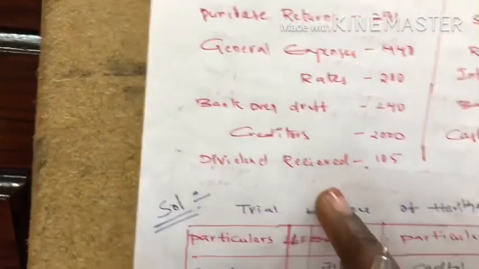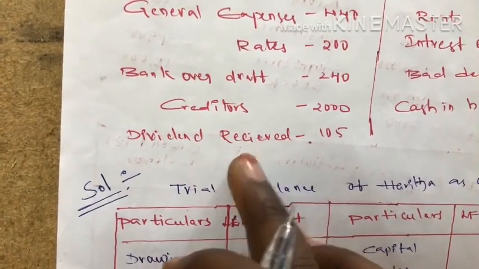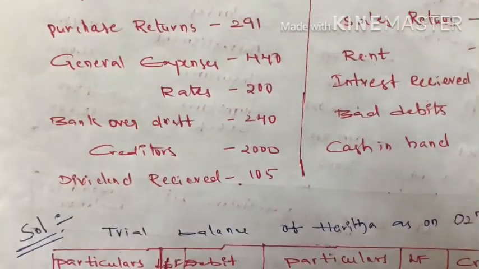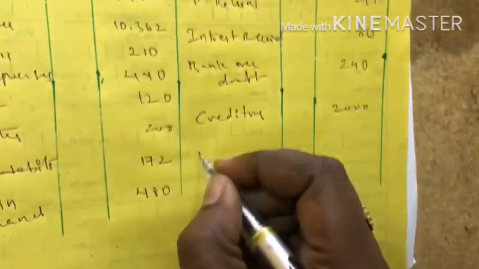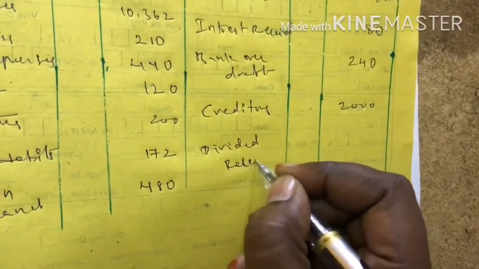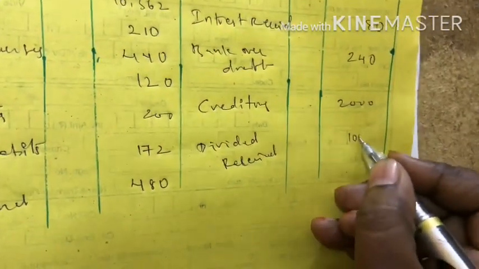Next, dividend received. Dividend received means some amount is received, which is nothing but income, and all incomes are written on the credit side. So you write dividend received on the credit side, and the amount is 105.